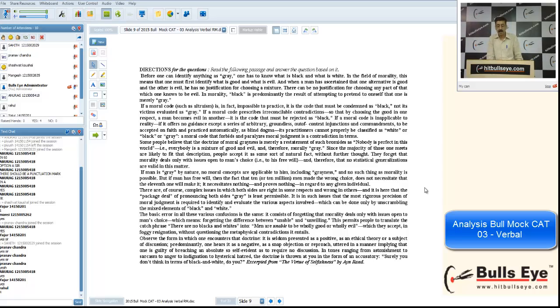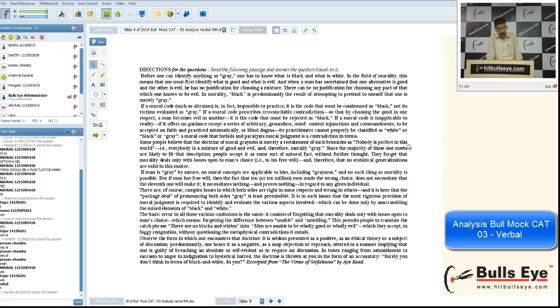Now why does he say that? Why do we call anything wrong as gray? If a moral code prescribes irreconcilable contradiction, so that by choosing the good a man will become evil in another, that code must be rejected as black. If you pick up a thing that in one situation is considered right as per you, but most of the time it is wrong, that should be rejected as black.